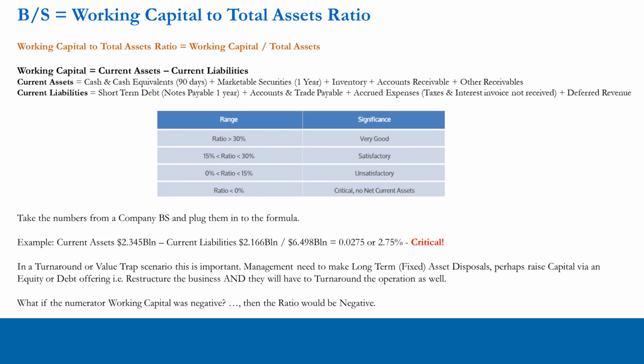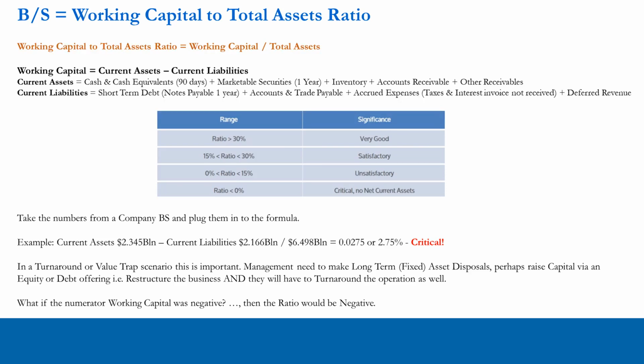Now, what if the numerator of working capital was actually negative? So our current assets minus current liabilities comes out as negative. Then of course, we're going to be in a very critical position. The ratio would just be negative.